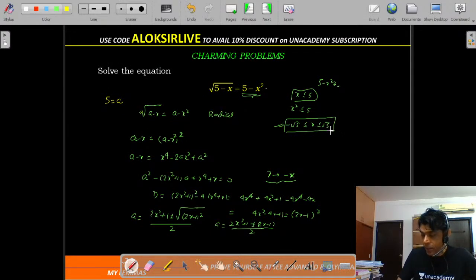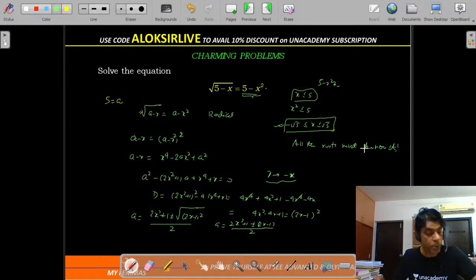Now this is only a necessary condition, not sufficient. This only tells you that all the roots must honor it. They must lie in this range, that's all. But it does not tell that whatever honors it must be a root. You understand that clearly? It is saying this is the domain, the set of values for which things are defined. It means any root that you get has to honor this, but it does not mean that all numbers lying in this interval are going to be roots. No way. We don't know.